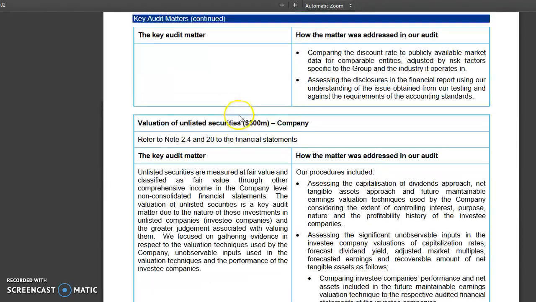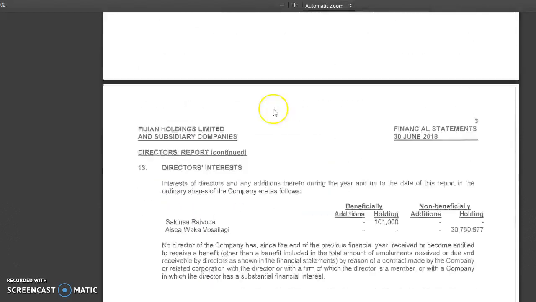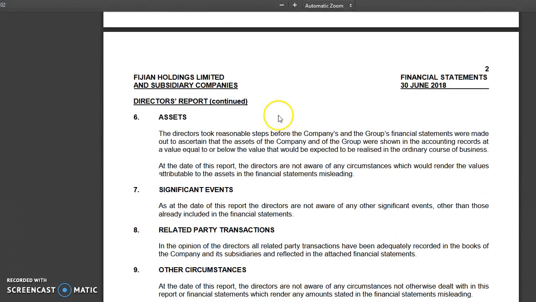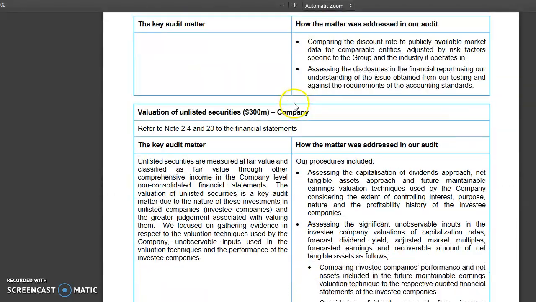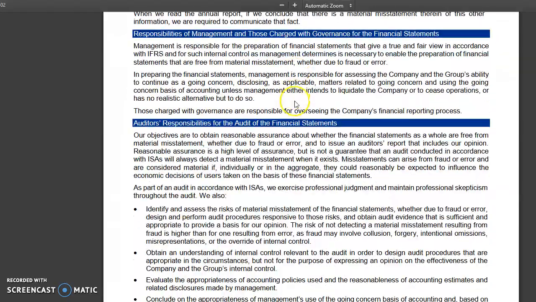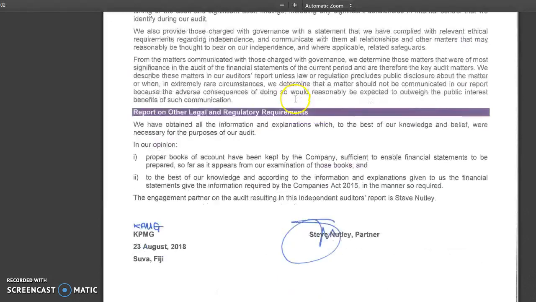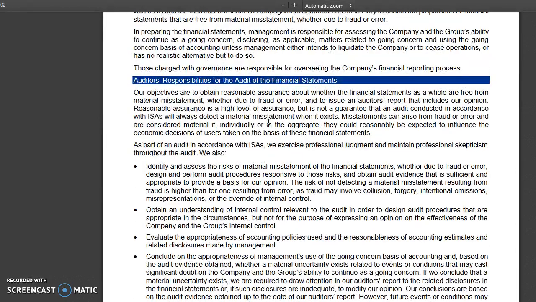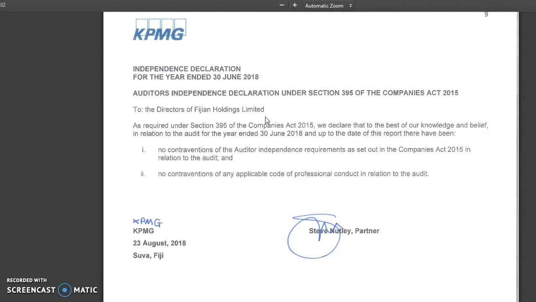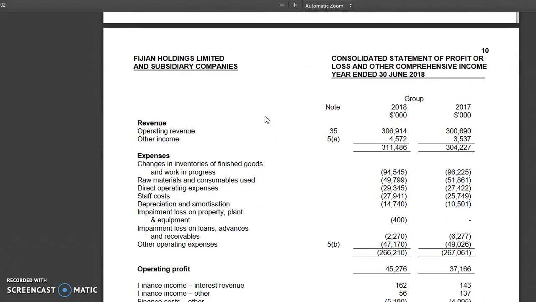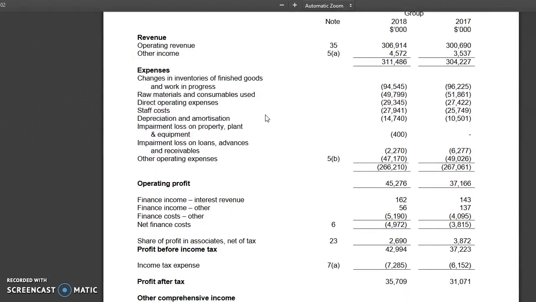It takes you to the company's annual financial statements. Okay, so you can see here the directors' reports are given there. And then you have the auditor's report that is also provided, to make sure the auditors have verified all the financial statements provided by the company, and they have stated their comments there on the financial statements and how they have done their audit to make sure that the figures in the financial statements faithfully represent the company. Okay, so you have the company's consolidated statement of profit or loss and other comprehensive income stated there.